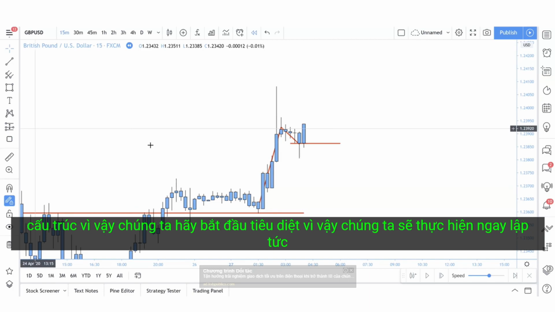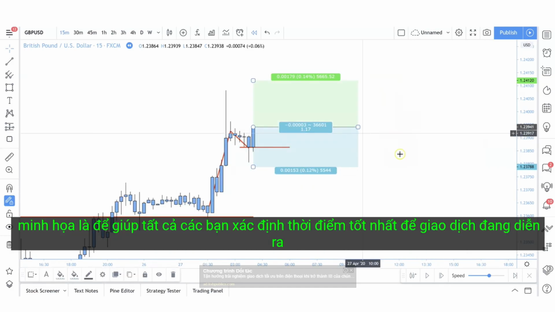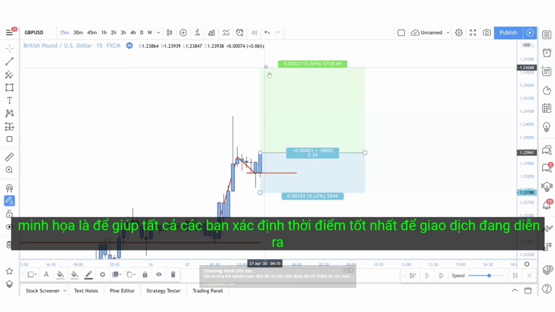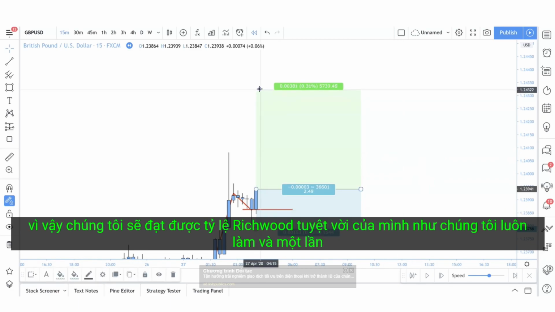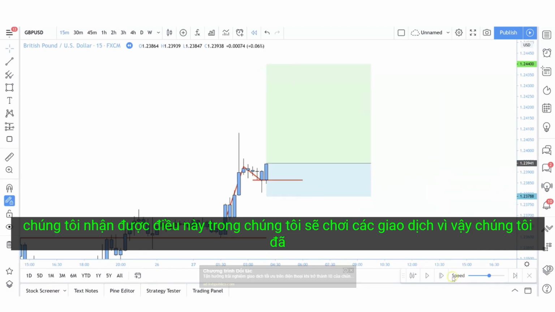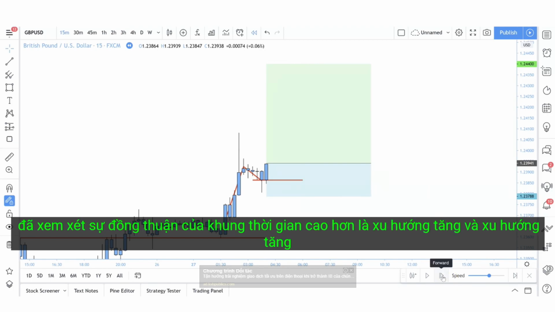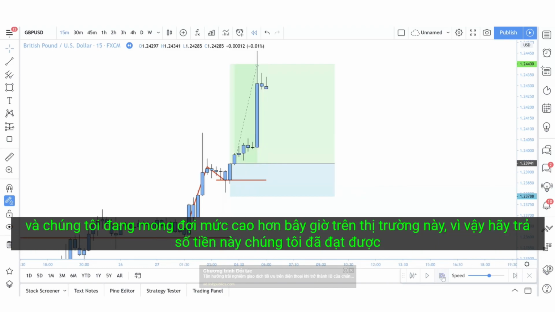We're going with an instant execution, stop loss below structure. This doesn't need to be perfect because the illustration is to help you all identify when the best times to trade are going to be. So we'll go for our 1 to 3 risk reward ratio as we always do. Once we get this in, we'll play out the trade. We've looked at the consensus of the higher time frame, which is bullish and uptrend, break of structure high, bullish momentum, higher low formation based on structure, and we're expecting a higher high now in this market. So let's play this out.